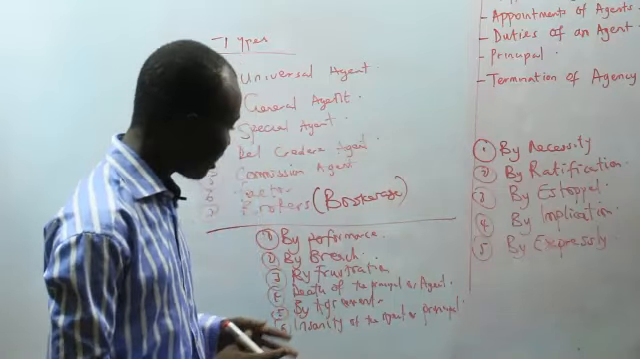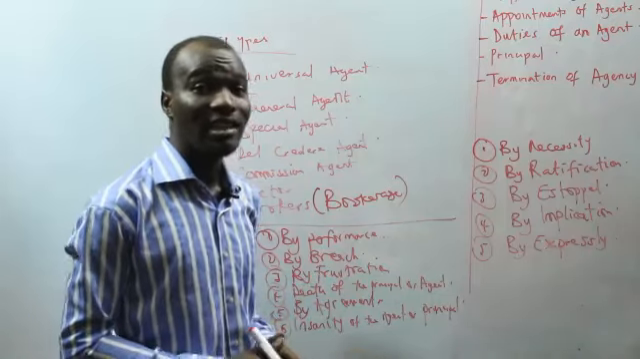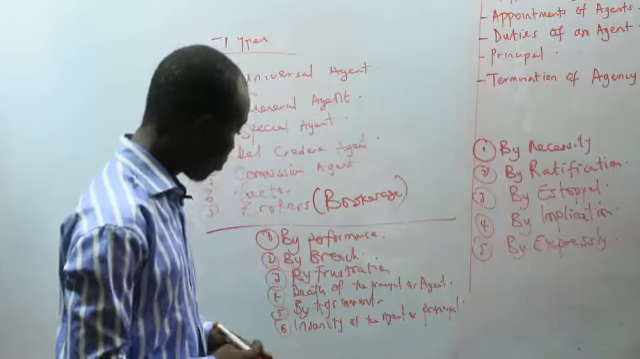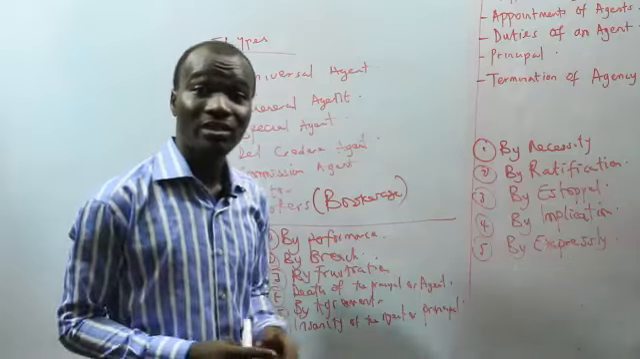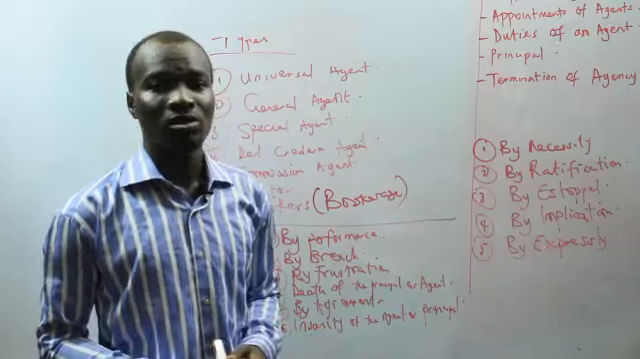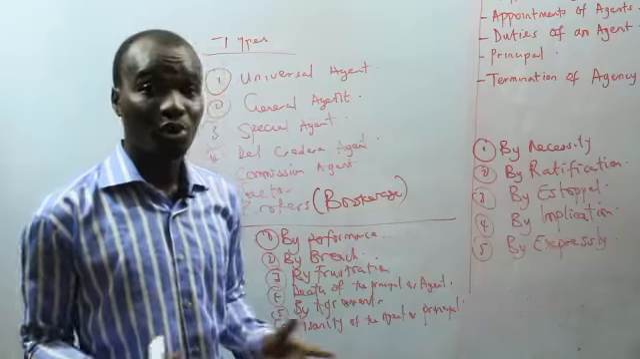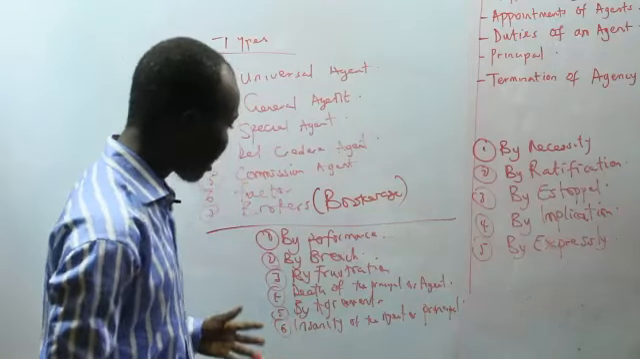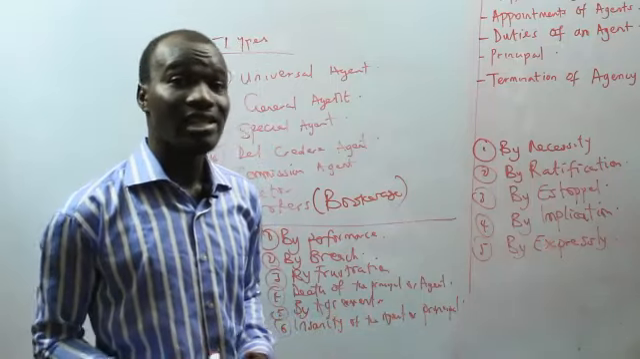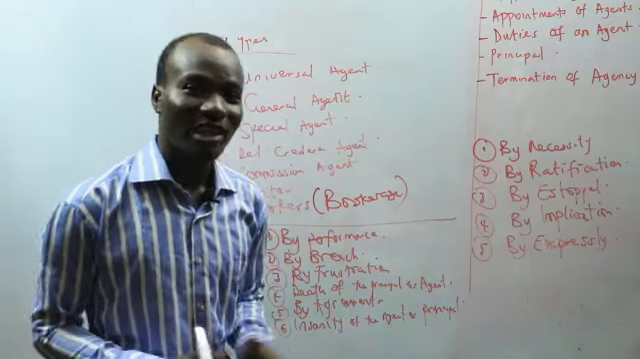Next, we have the death of the principal or agent. Whenever the principal or the agent dies, that can bring the agreement to an end. Also, we have termination by agreement. Both the principal and the agent can agree to terminate the agency, by an agreement between both parties. And we also have insanity of the agent or principal. Whenever the agent or the principal is insane, the agreement will be brought to an end.